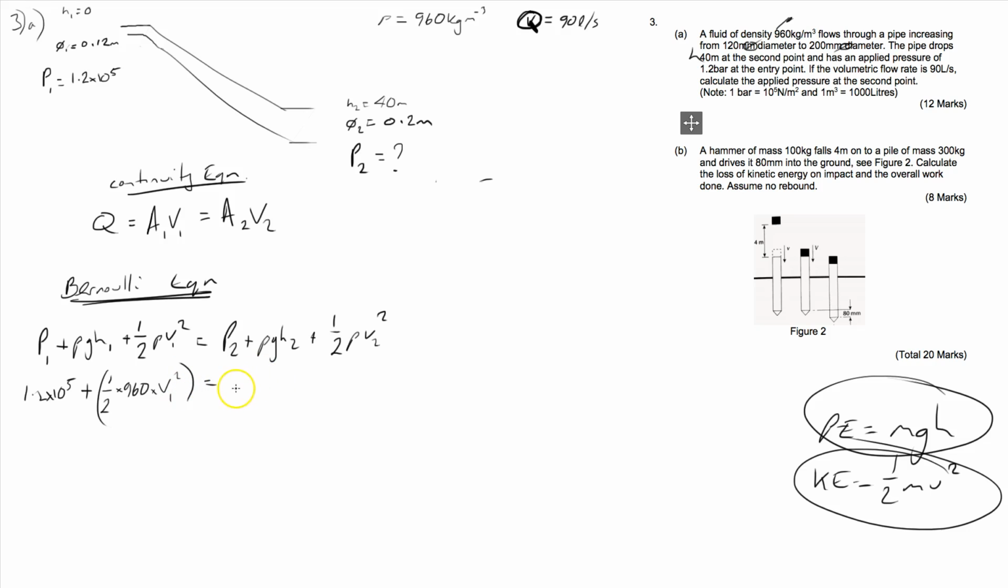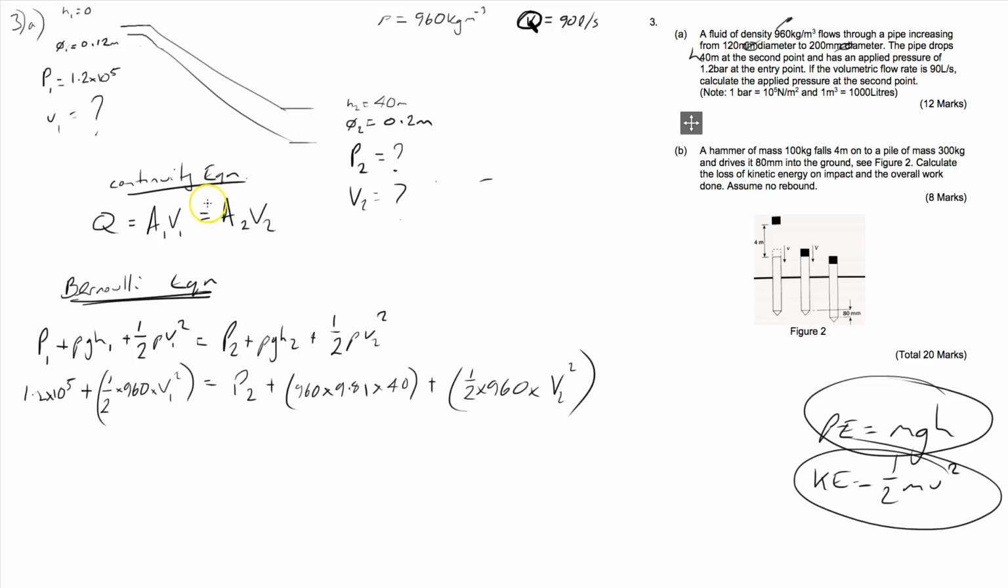Then on this side we've got p2, that's the thing we want to find, plus 960 rho, the density of the fluid, times 9.81, gravity on Earth, times h2, which is the head, which is 40, plus a half times 960 times v2 squared, and we're not given v2 either, the exit velocity. So we need to find those two before we can move on.